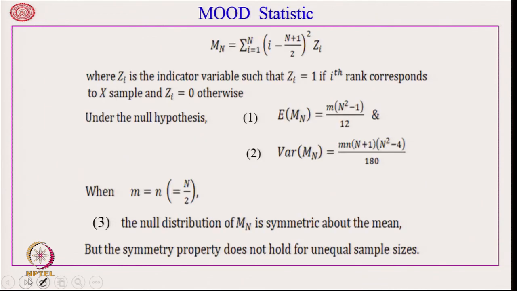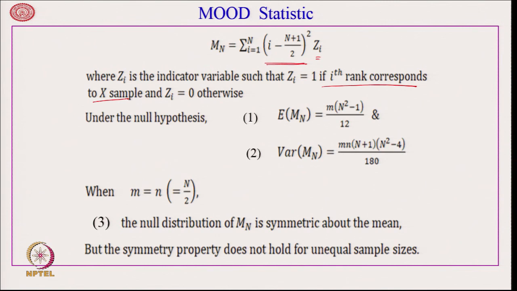With this background, we look at the Mood test. In the Mood test, the statistic is M_n equal to sigma i from 1 to n of (i minus (n plus 1) by 2) whole square times z_i, where z_i is equal to 1 if the ith rank corresponds to an x sample. That means we are looking at the ranks of x values.